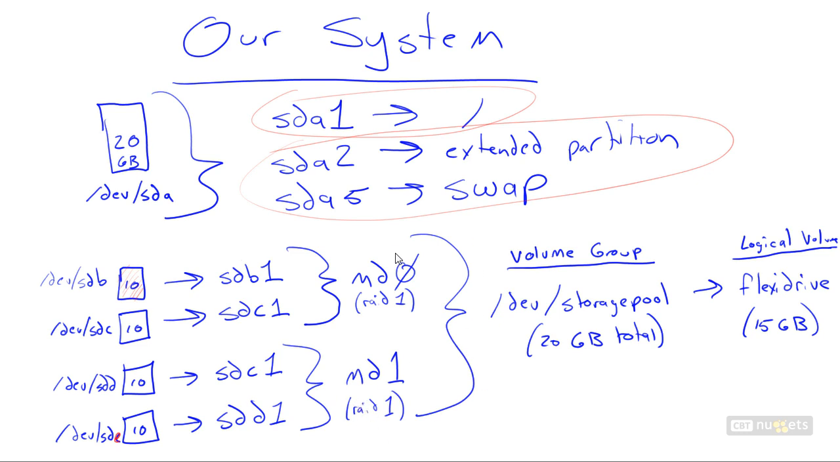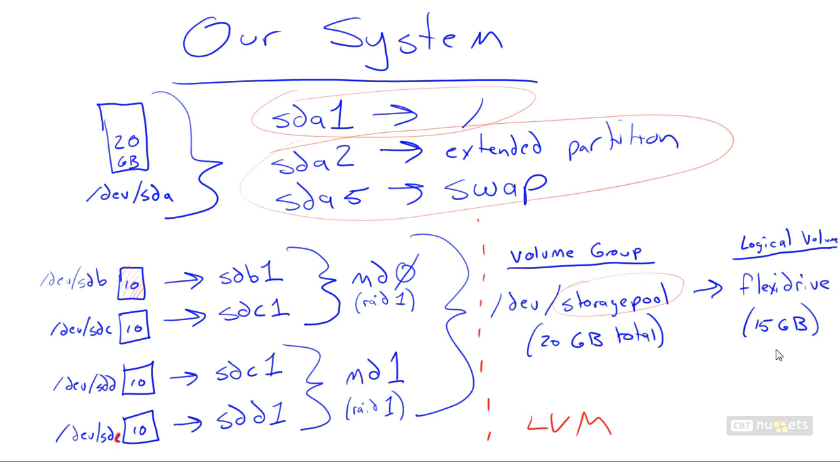And I've combined them into an LVM. So this is all the RAID stuff. This is the LVM stuff. I've combined md0 and md1 into a volume group called /dev/storage_pool with 20 gigs total. Does that make sense? Each one of these is 10, so 20 gigs total in the storage pool. And then the system treats /dev/storage_pool as if it were a hard drive. So even though it's a volume group with LVM, the Linux system treats it as though this is a hard drive. And I've created a logical volume called FlexiDrive that's 15 gigabytes.